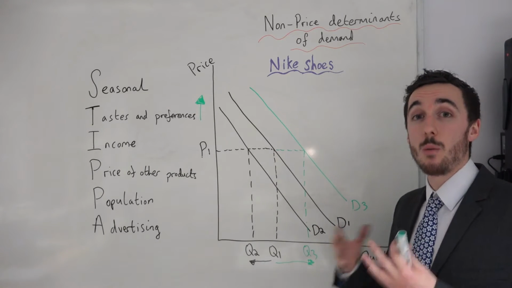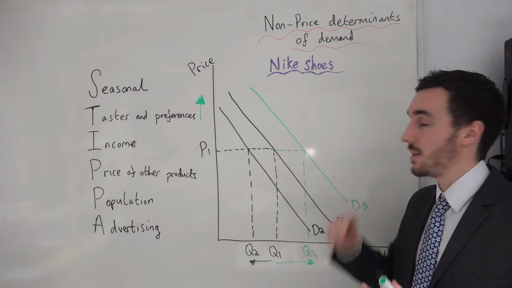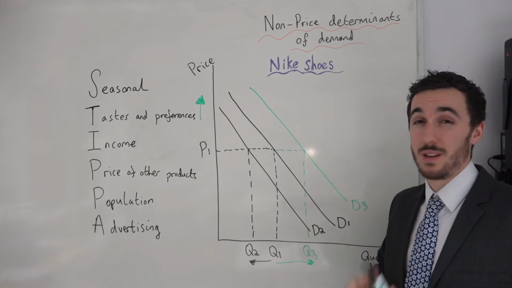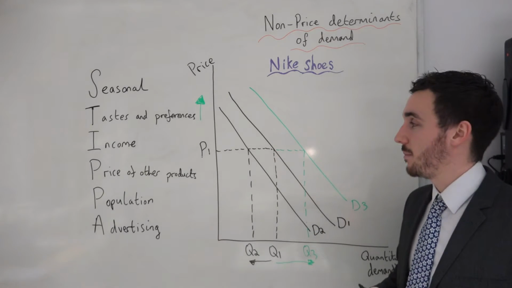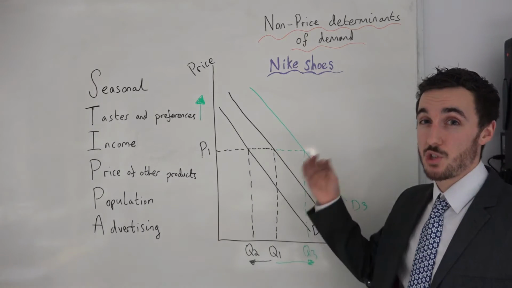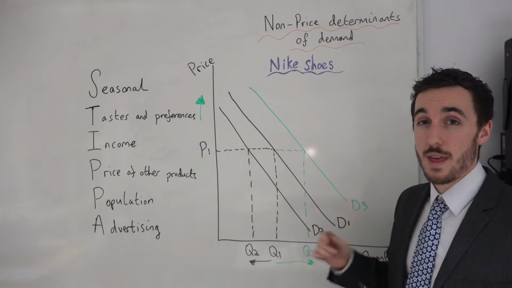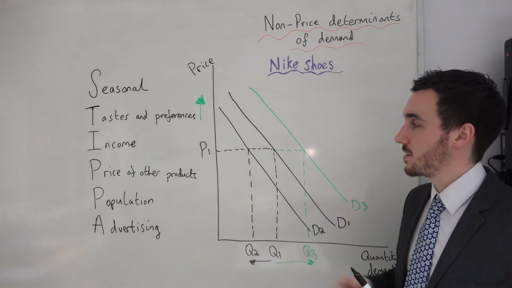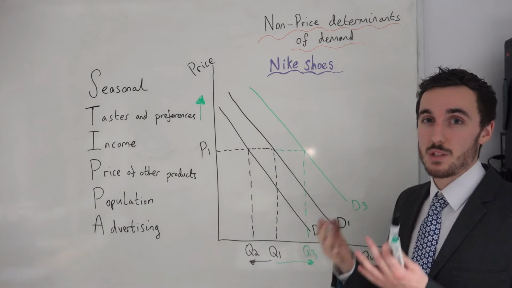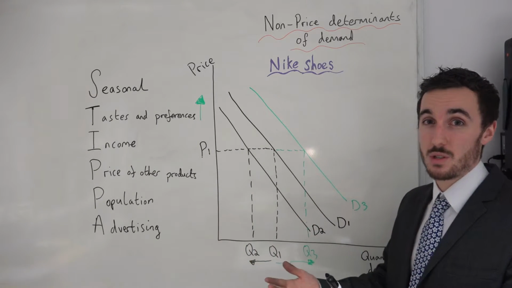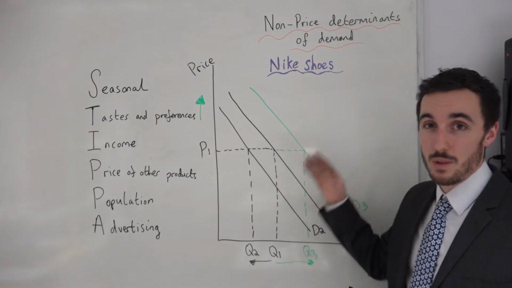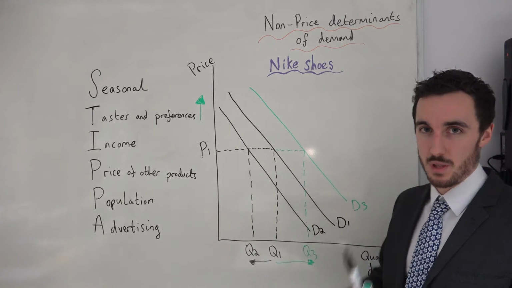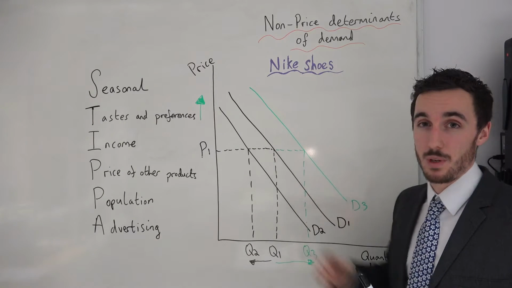But what if it's a complement good? Well, that will change it. If we're looking at Nike shoes again, imagine the price of laces has gone up. If the price of laces for shoes rises, then we will see a shift to the left of Nike shoes. The price of laces has gone up, so we have to spend more on laces for our shoes, so we have less income, so the demand for Nike shoes is going to go down to correspond with the price rise of the complement good.